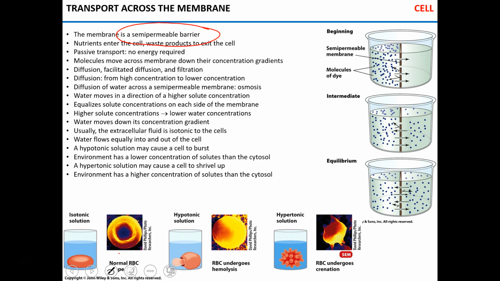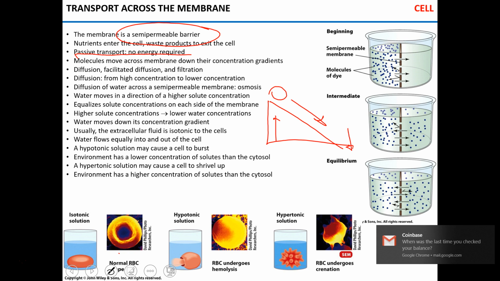There are several types of transport across the membrane. Passive transport requires no energy input. Molecules in passive transport move down their concentration gradient from the high concentration to the low concentration.